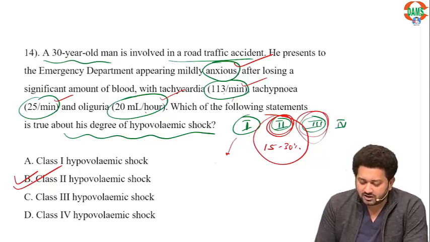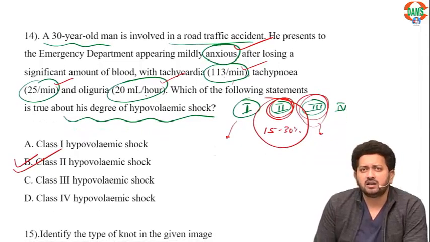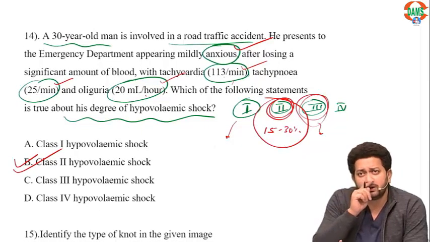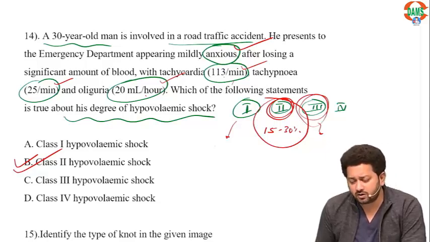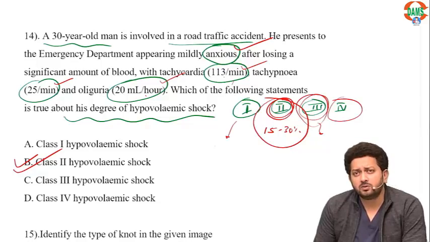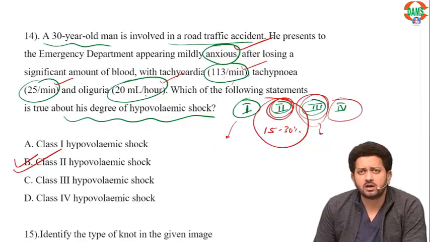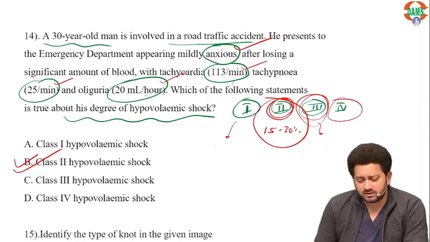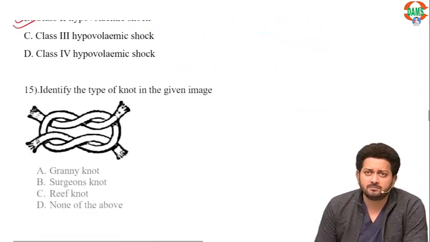In grade 3, the patient is usually drowsy, and the urine output becomes less than 10 ml, and the heart rate will be more than 120, and tachypnea will be around 30 to 40. And grade 4, everything is very severe. This is a very severe kind of shock. The heart rate will be more than 140, urine output is almost nil, and respiratory rate will be more than 40. So this question is classically describing class 2 hypovolemic shock.